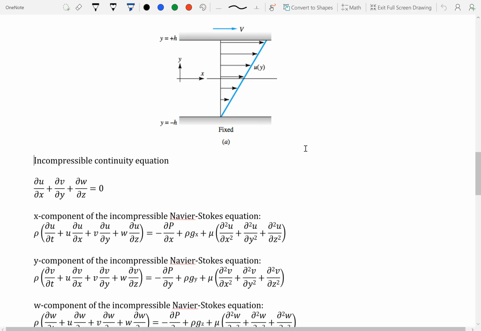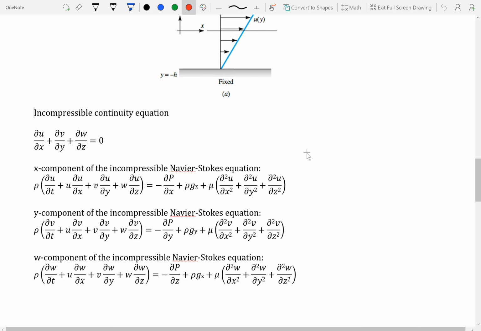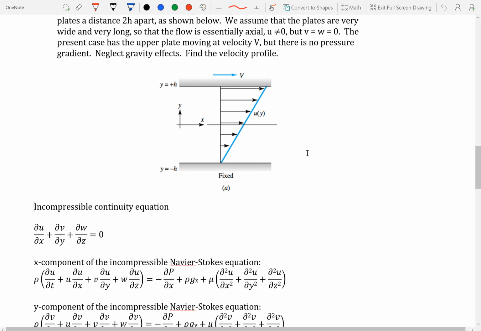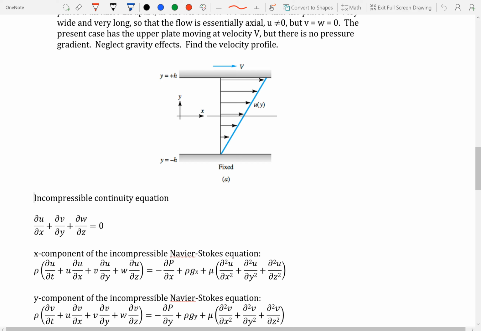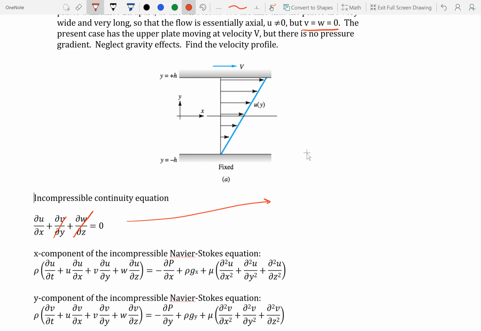All right, so we're going to start with the continuity equation. Let's start right with this. du/dx, we're not sure how that works. dv/dy, what do we say for the velocity in the y direction? That was 0. How about from this statement, the w direction? That's 0. So from that equation, du/dx equals 0.